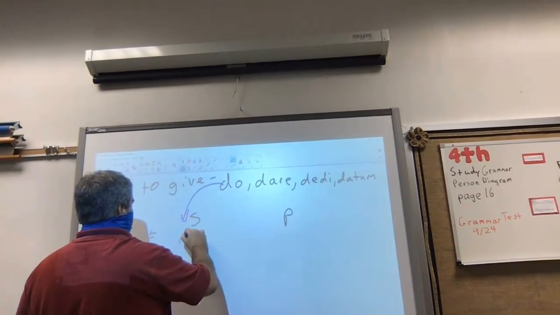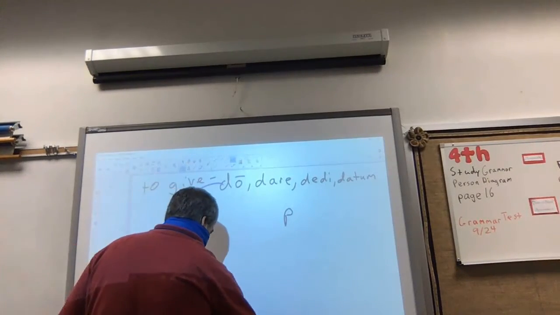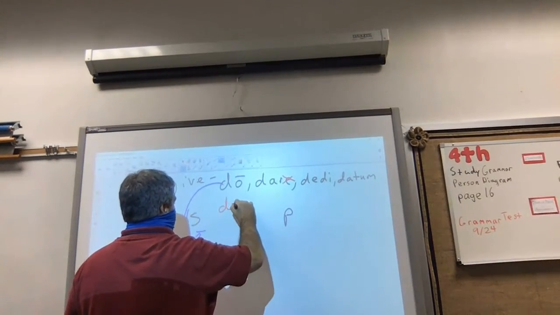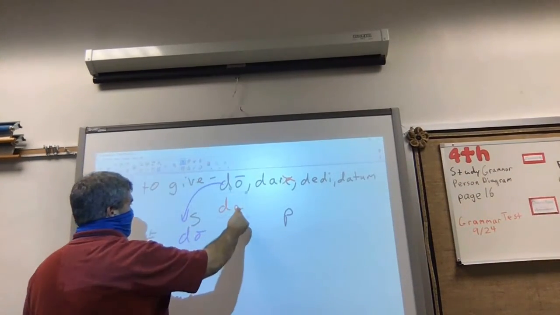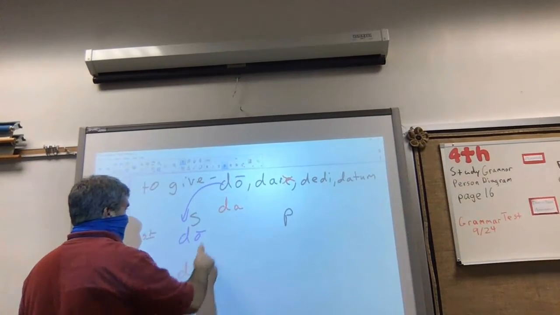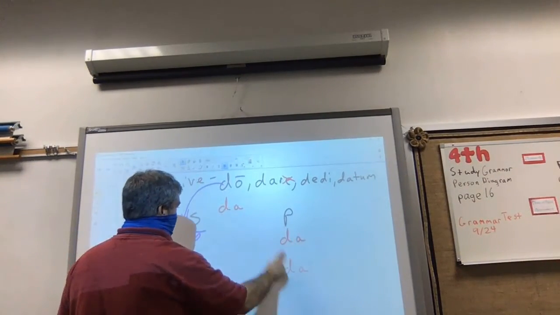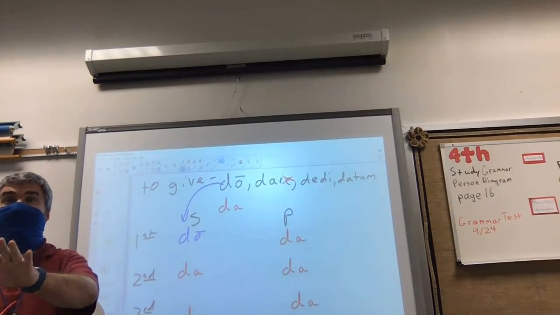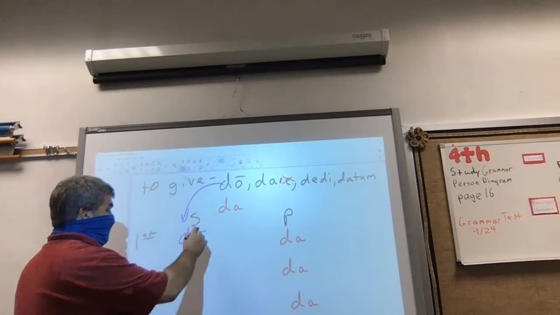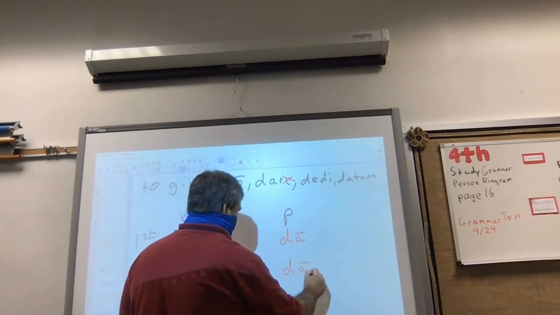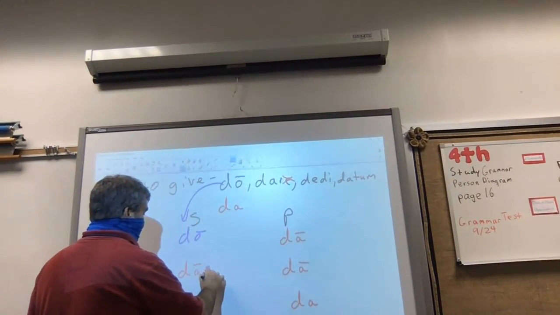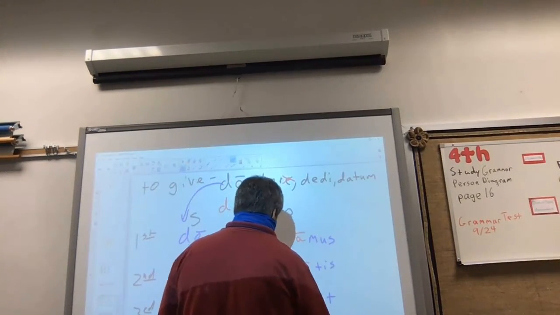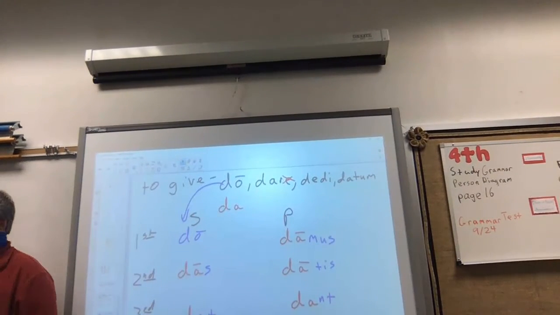Drop our first form. Do. We go to our second form. We get our stem by chopping off the RE. What's left is called our stem. Long, long, short. Long, long, short. Add our endings. O, s, t, m, u, s, t, i, n, t. Latin present endings are o-s-t, m-u-s, t-i-s, u-n-t. Okay, have a seat.